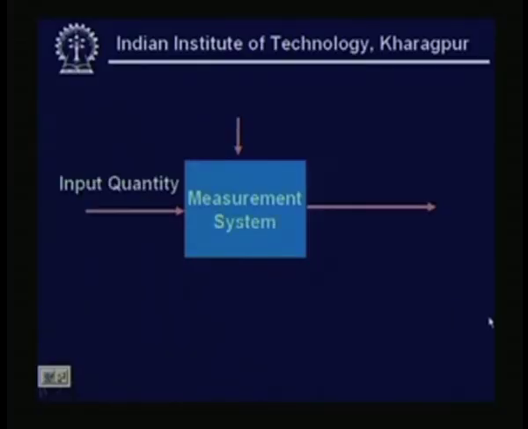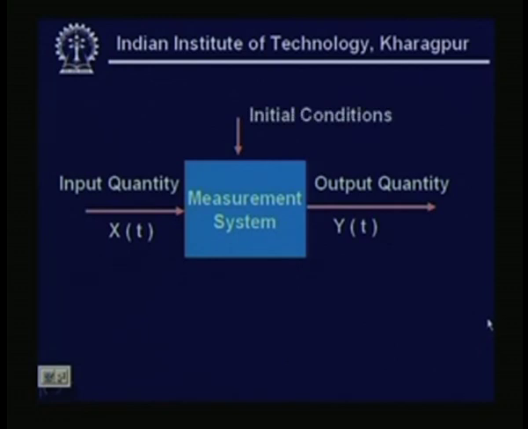Now, here I will show you a block diagram of a measurement system. I have an input quantity x(t), an output quantity y(t), and some initial conditions. These initial conditions are necessary to solve the differential equation. In the case of a first order instrument, it will be a first order differential equation. Now, the zero order instrument is the simplest instrument we have, and there are some instruments and sensors which are zero order in nature.